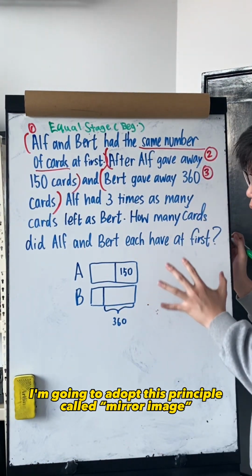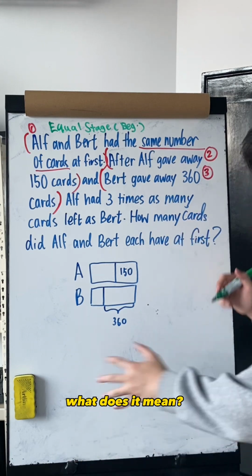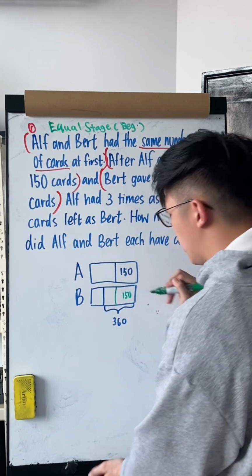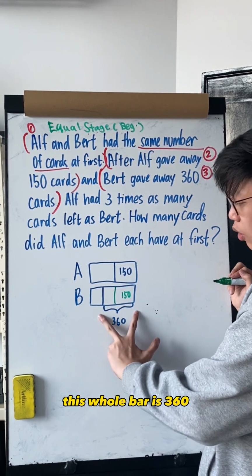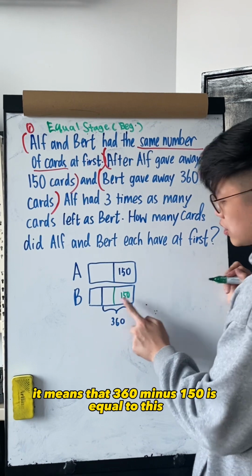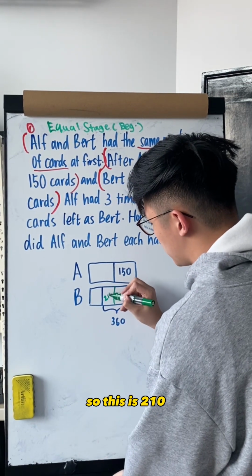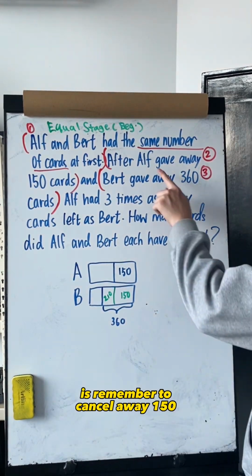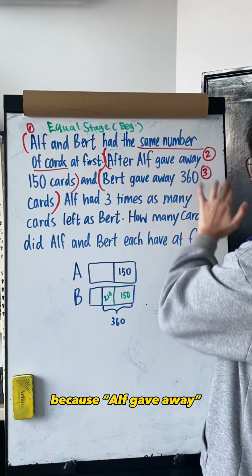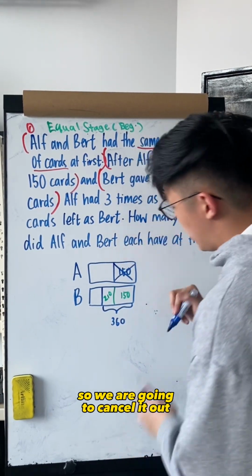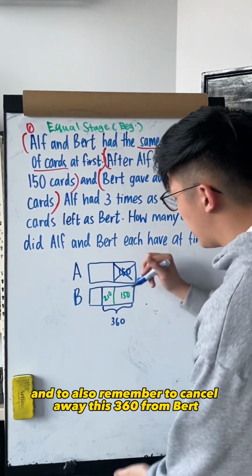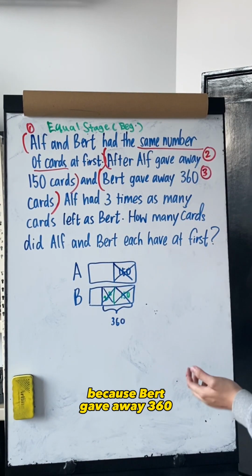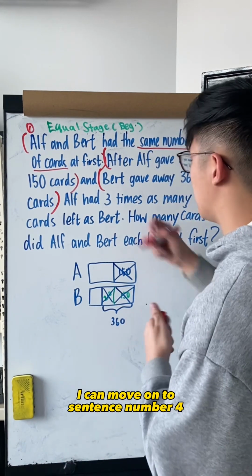I'm going to adopt this principle called mirror image. What does it mean? It means that if this is 150, this has to be 150. And if this is 150, this whole thing is 360, it means that 360 minus 150 is equals to this. So this is 210. Now the next thing I want to do is remember to cancel away 150 because Alf gave away. So we are going to cancel it out. And to also remember to cancel away this 360 from Bert because Bert gave away 360. Once I'm done with that, I can move on to sentence number 4.